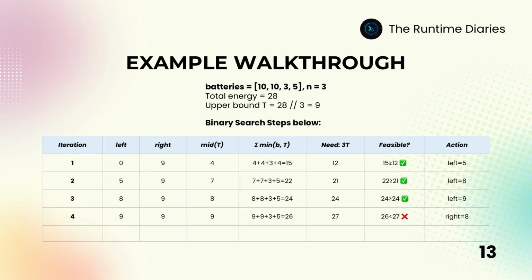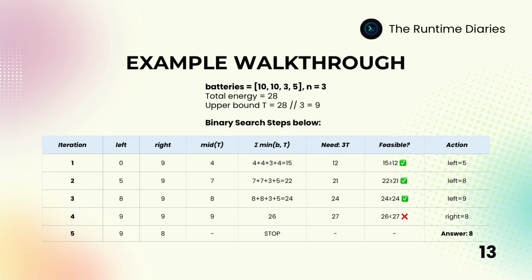The fourth iteration, we try t equals 9. Total available is 9 plus 9 plus 3 plus 5, which equals 26. We need 3 times 9, which is 27. Since 26 is less than 27, t equals 9 is not feasible. We move right down to 8. Now, left is 9 and right is 8. So left is greater than right and we stop. The final answer is t equals 8.